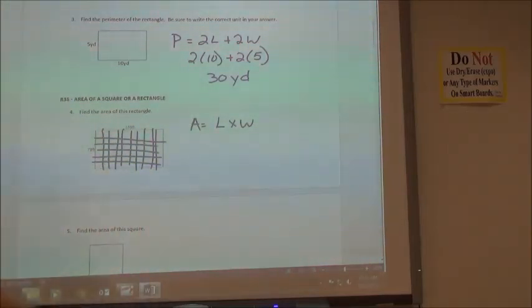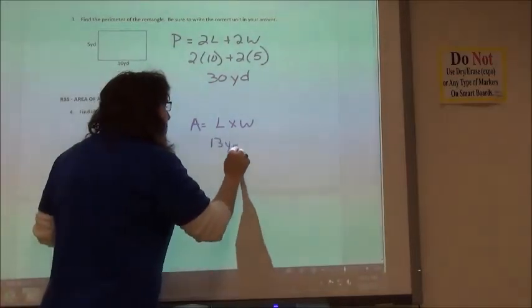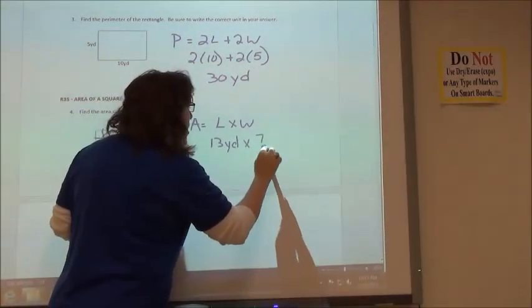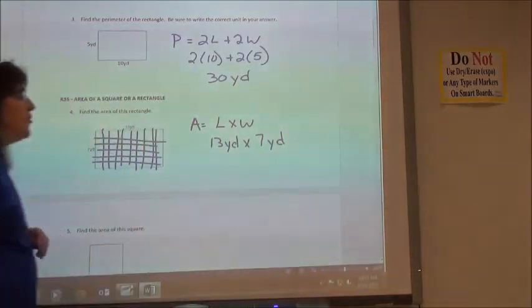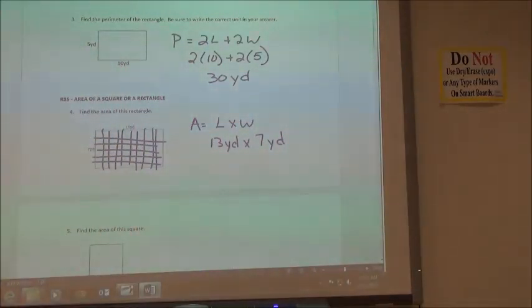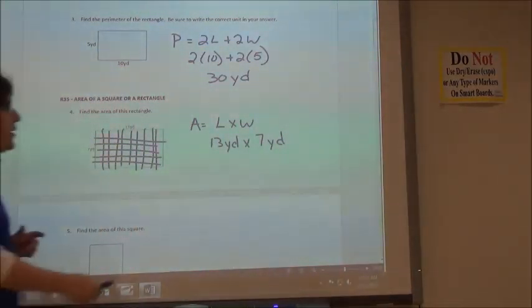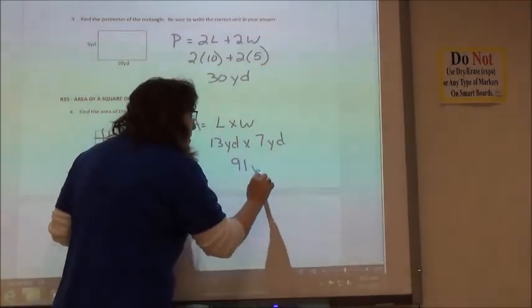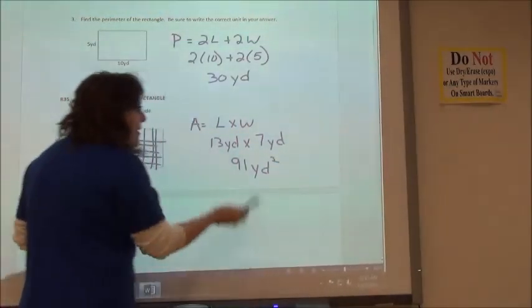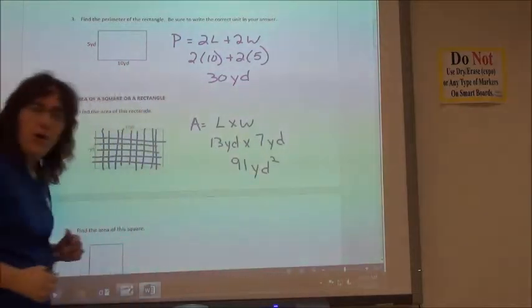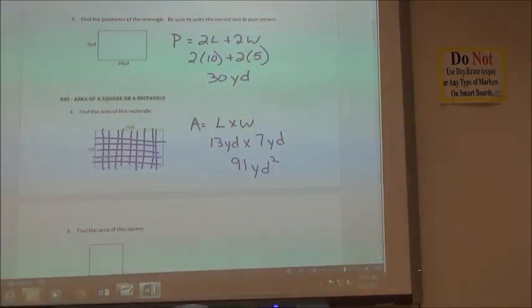So my length is 13 yards. My width is 7 yards. And so if you take 13 times 7, you come up with 91. And in this case, my label is going to be in square units, because I'm taking a yard times another yard, which is yard squared. And thinking about what area means, I'm filling it with squares that are each a yard in size.